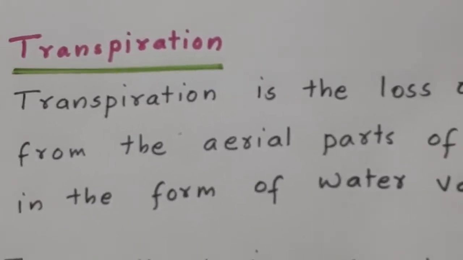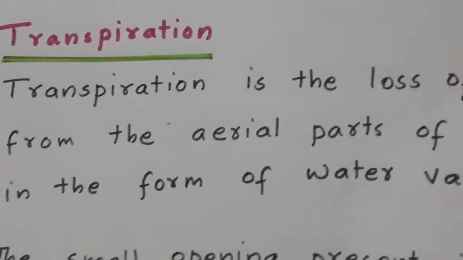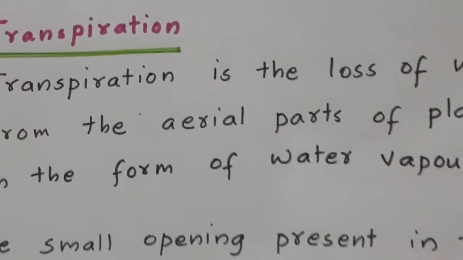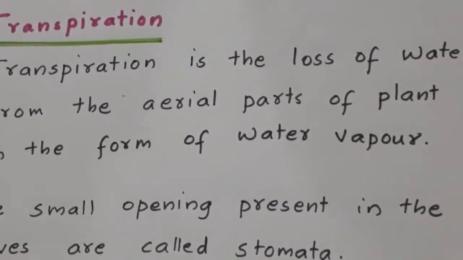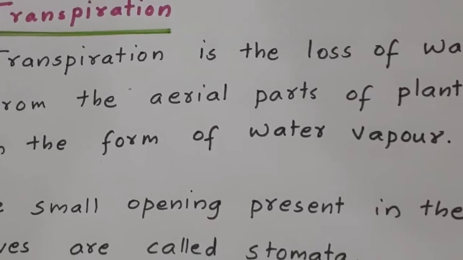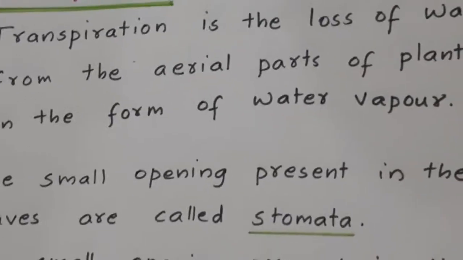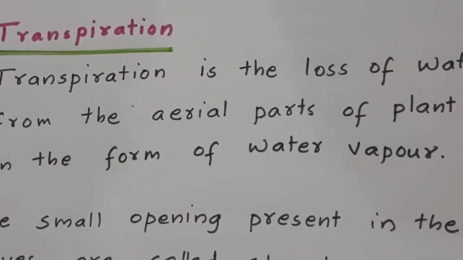Dear children, this module will see about the next process, that is transpiration. What is meant by transpiration? Transpiration is the loss of water from the aerial parts of plant in the form of water vapor. Transpiration is the loss of water, usage of water from the aerial parts.